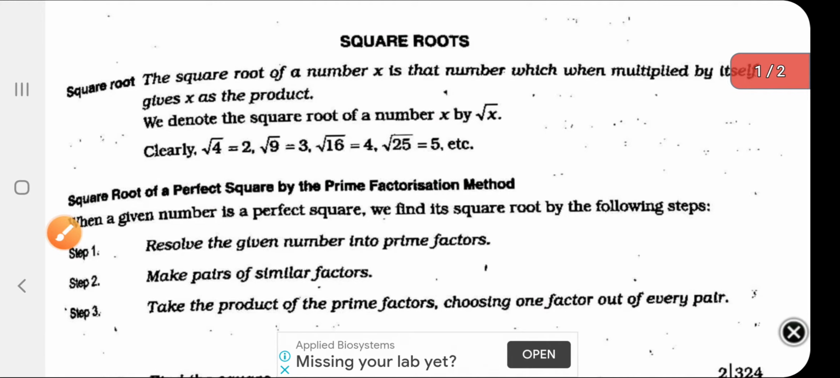Hello everyone, this video is for standard 8. In the previous video for standard 8 we had solved exercise 3c. In this video we are going to solve the examples given for exercise 3d.